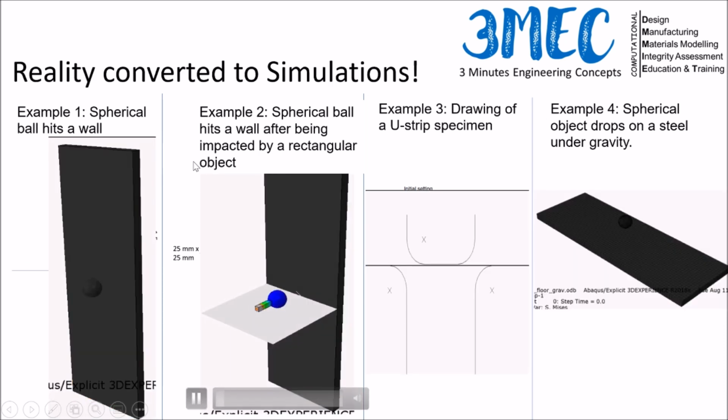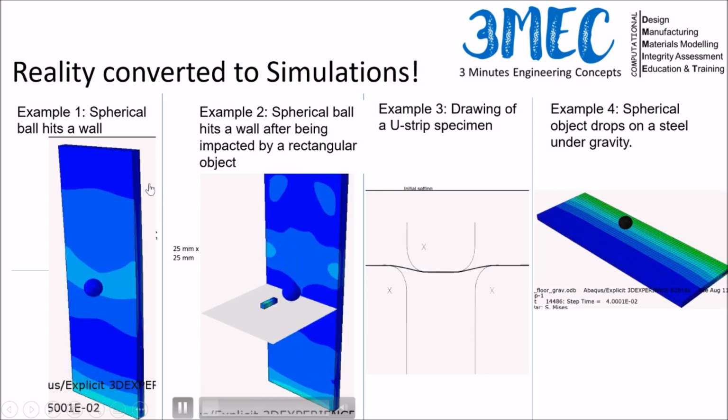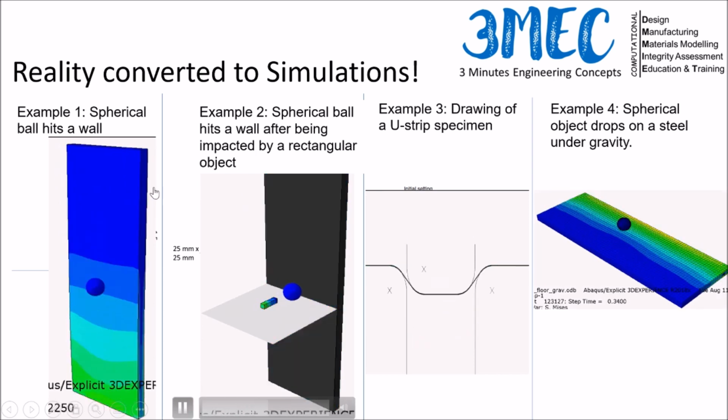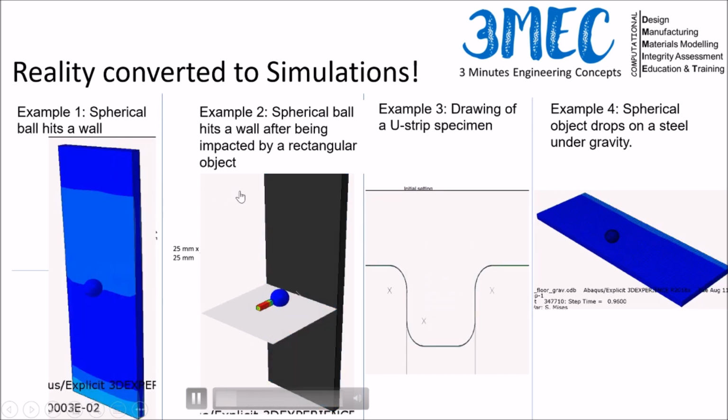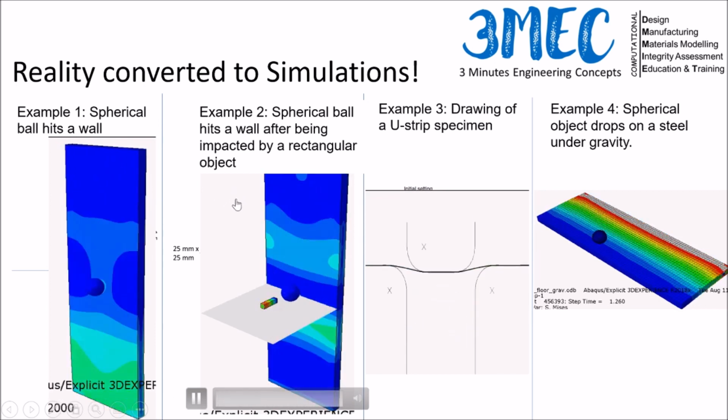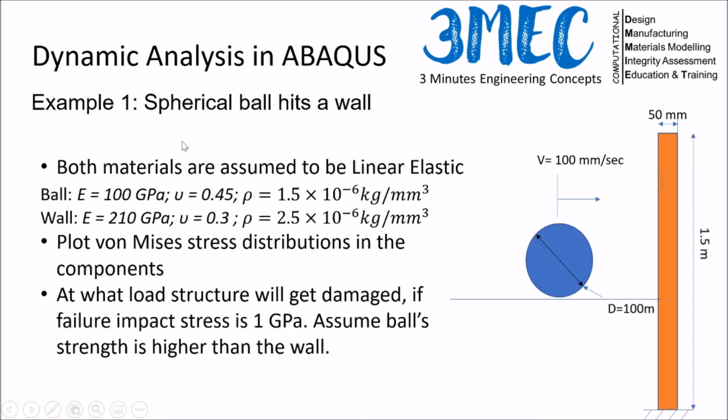What we want to achieve at the end of the day is to convert those problems, which are very sketchy and come from real life or an ideal world, into these kinds of interesting simulations and generate these kinds of results. Let's jump into the first problem. This problem is a spherical ball which is hitting a wall. I have assumed the ball's velocity to be 100 millimeters per second, and I'm assuming that it's going to travel in a horizontal path.